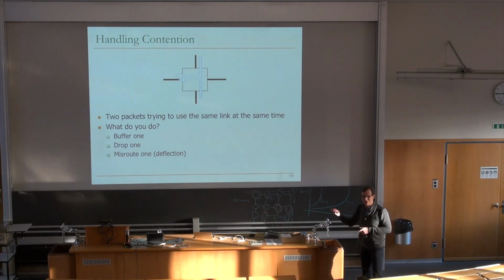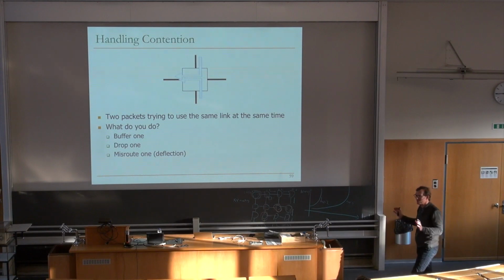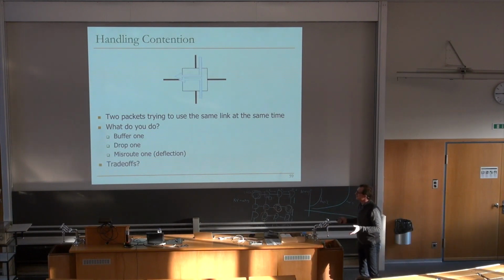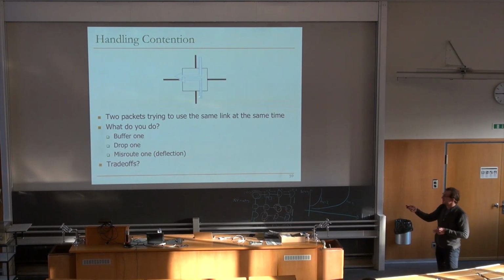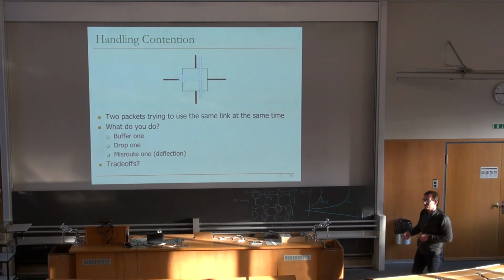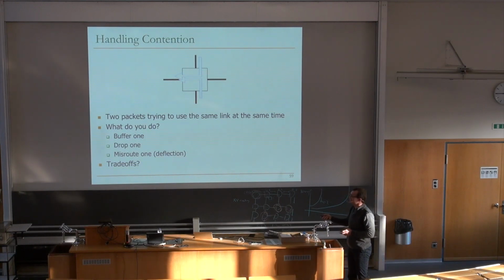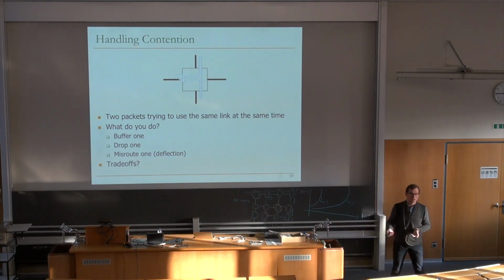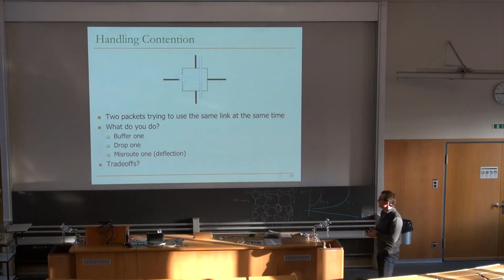So these are three fundamental choices. I don't know if there's any other choice. Any other choice would be a combination of these things, I think. And there are trade-offs associated with this, and we're going to look at these trade-offs. Clearly, buffering requires buffers. Dropping requires some sort of communication to the sender. Misrouting requires something else. Eventually, you need to route it correctly, right? You need to ensure there is no livelock.